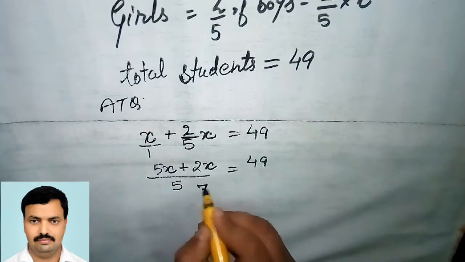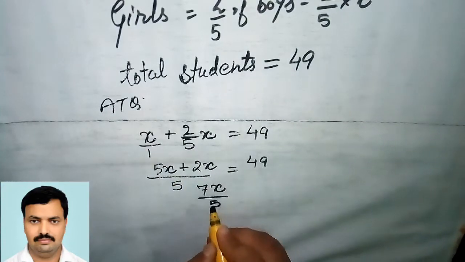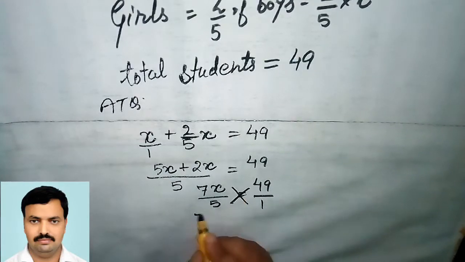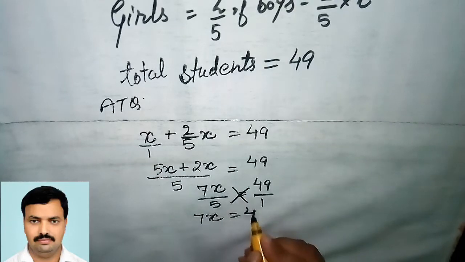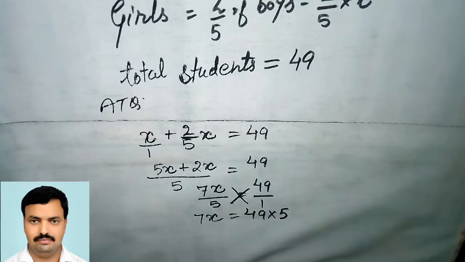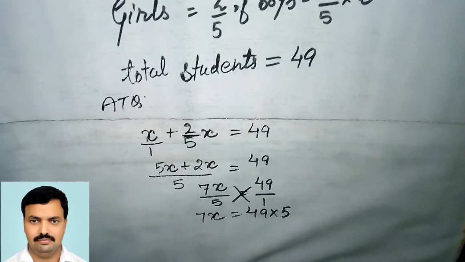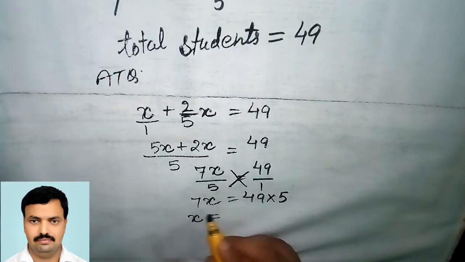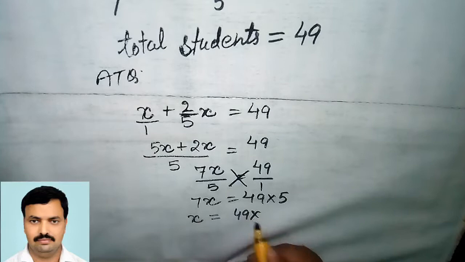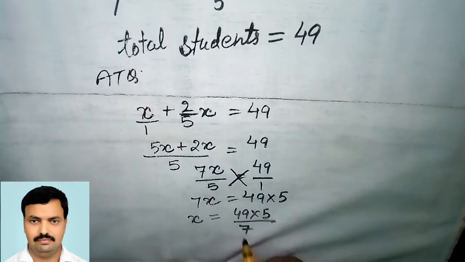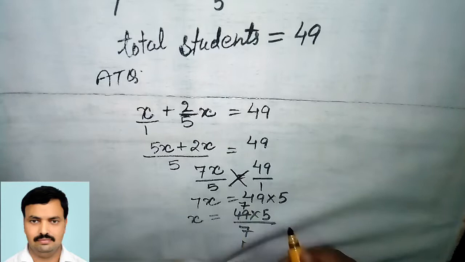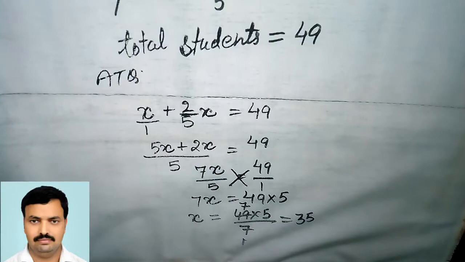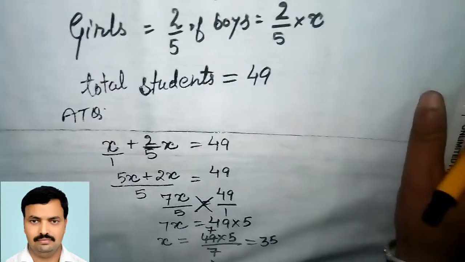Then 5 plus 2, 7x upon 5 as it is equals 49 upon 1. Cross multiply, 7 into 1, 7x equals 49 into 5. Now you have to find out x. So take 7 also to the right side. It will go in division and x will be equal to 49 into 5 upon 7. So 7 7s are 49 and 7 5s are 35, so x will be 35.